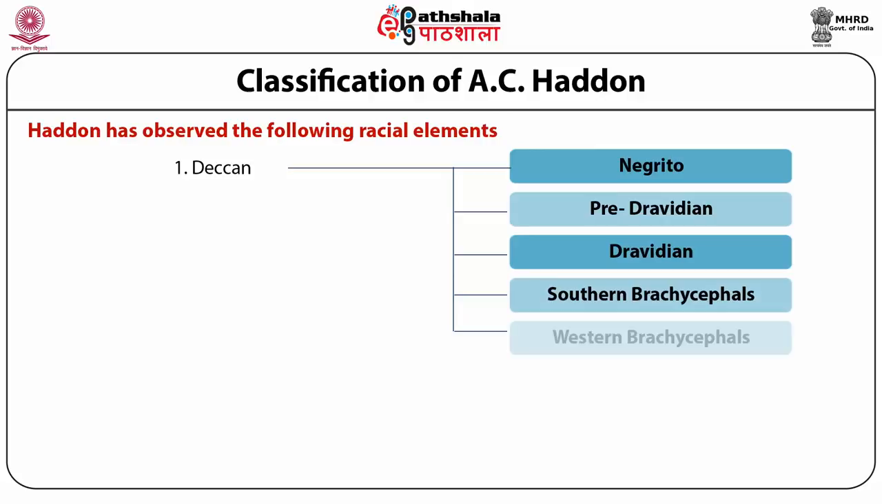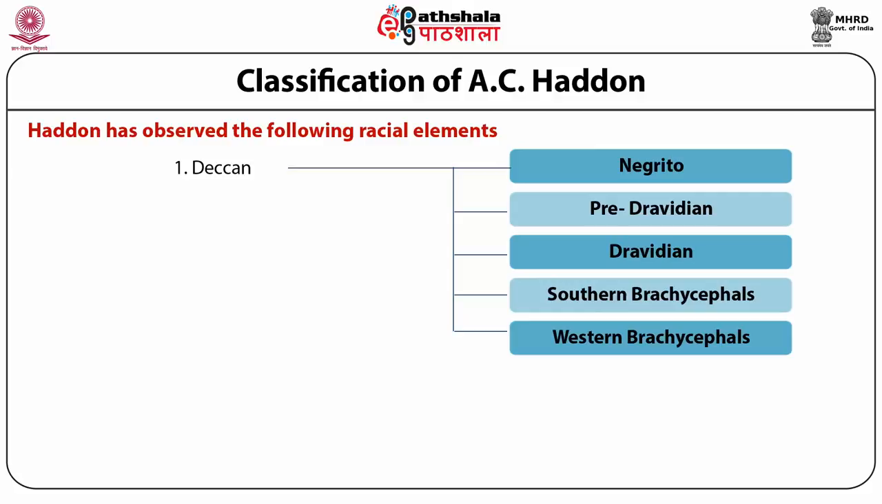and western brachycephalics. The western brachycephalics occupy the region extending from Gujarat to Coorg along the western coast. They are the Scytho-Dravidians of Risley. They have a brachycephalic head, almost leptorhine nose, light brown complexion and tall stature. The examples are the Nagar Brahmins of Gujarat, the Prabhus, etc.